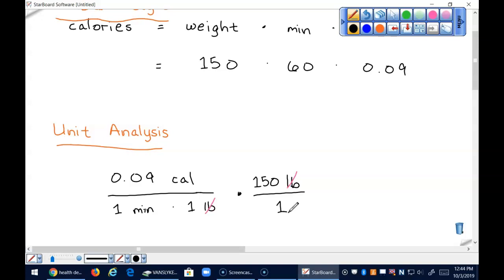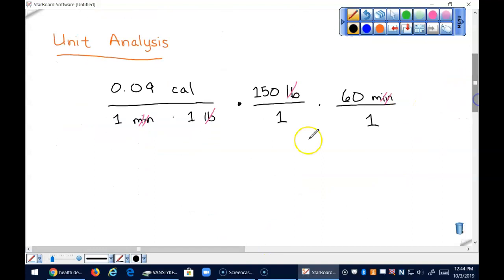Okay, I've gotten rid of the pounds. I also want to get rid of the minutes. So he runs for 60 minutes. Now all I have left is calories, and they're on top. Right? The units on top are sort of the real things, not the comparison rates. How do I deal with 3 fractions multiplied together? I multiply across the top.